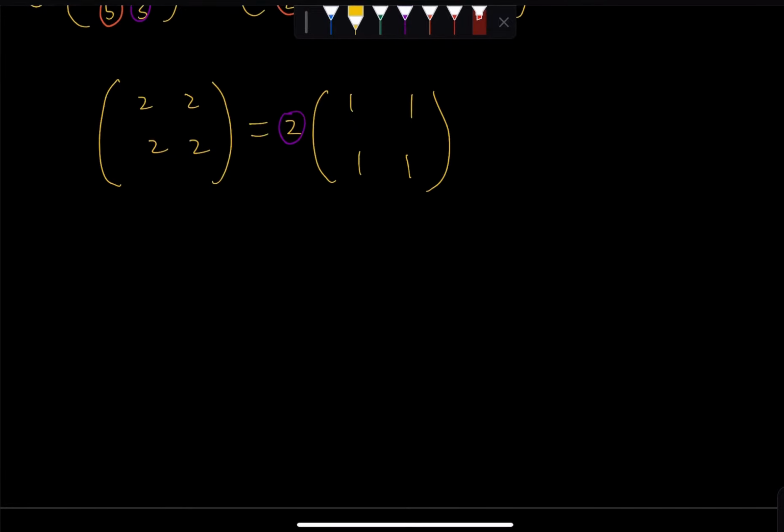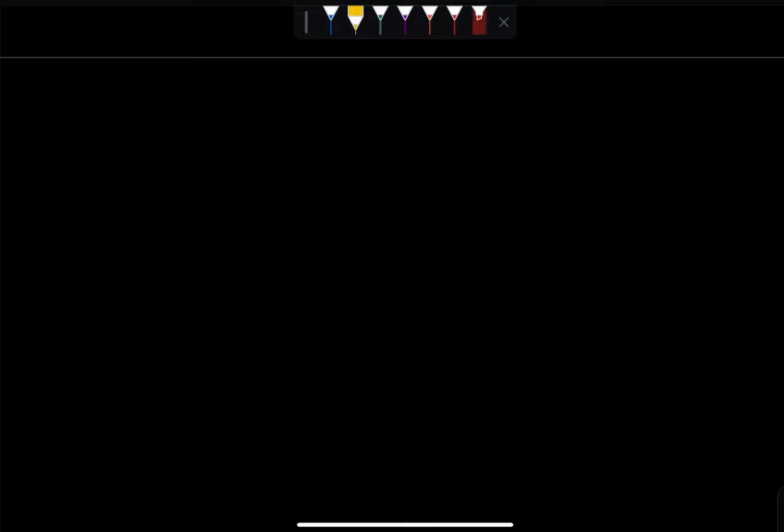And basically what you can do is this 2 multiplies with all these numbers in the matrix. So then this will be 2 times 1 and 2 times 1, 2 times 1, 2 times 1. And that'll be 2, 2, 2, 2. Right? So let's have another example here.